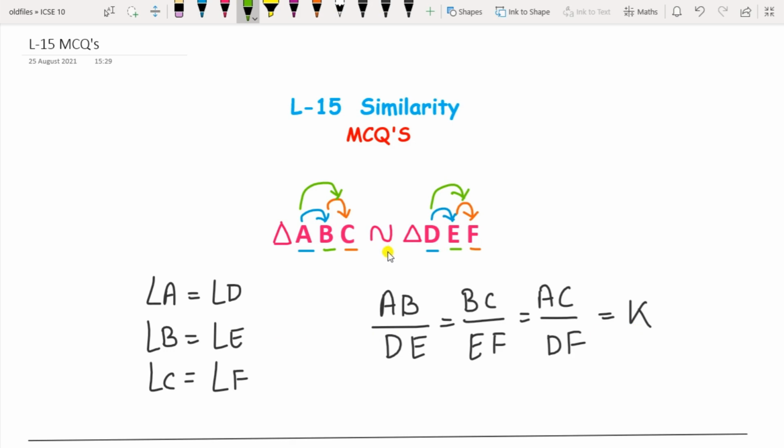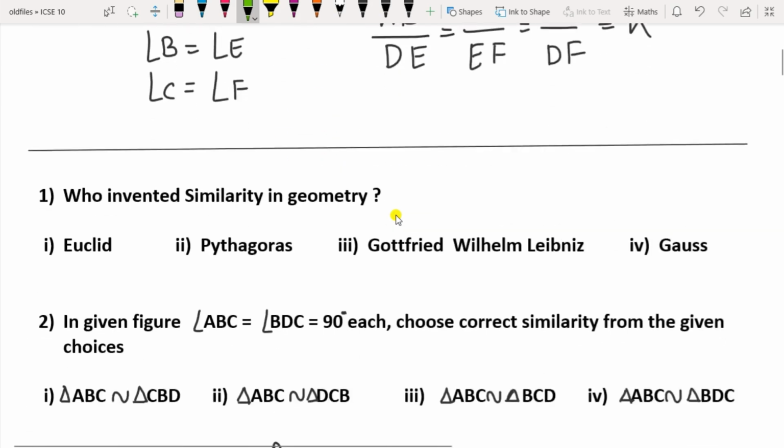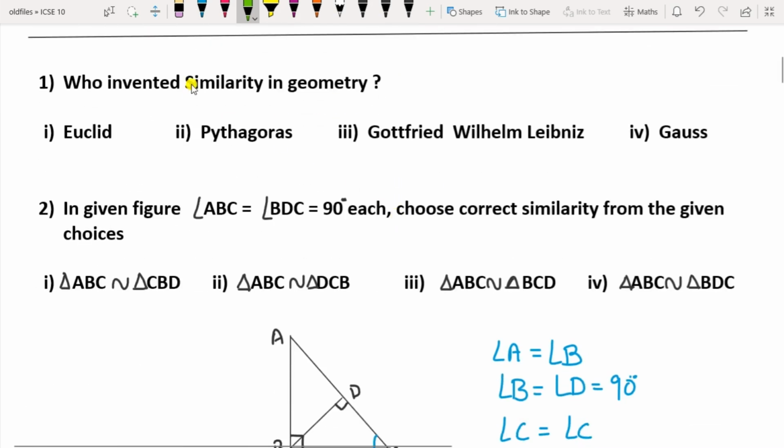Okay, and this is the symbol for similarity. So let us start with the MCQs. Who invented similarity in geometry? Euclid, Pythagoras, Gottfried Wilhelm Leibniz, or Gauss? So it is Leibniz.